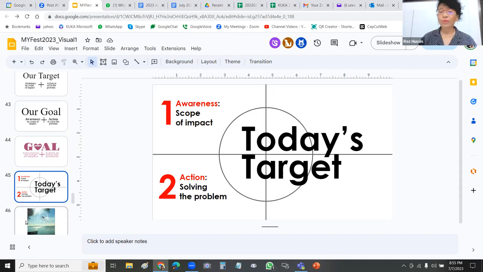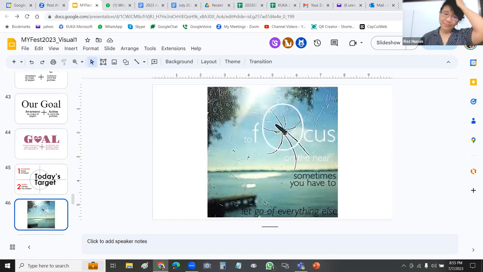But now fast forward, the last one. So this process actually went through about another four or five iterations of refinement. This was the end result. Slide 46 was the end result. And it has totally, the word target is gone. And the original sentence is gone. Instead, the sentence is replaced by, to focus on the near, sometimes you have to let go of everything else.